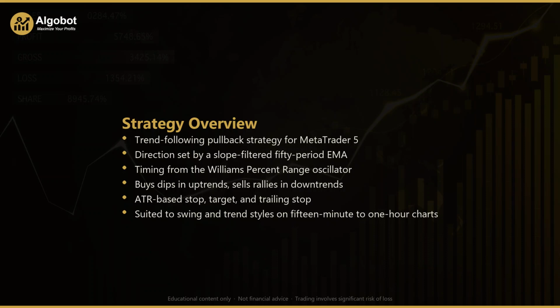For timing, the strategy uses the Williams percent range oscillator. This indicator measures where the current close sits inside the recent high-to-low range. In a healthy uptrend, price rarely stays deep in that range for long, so a dip that pushes the oscillator into oversold territory often marks a temporary pullback rather than a reversal. When the oscillator then curls back up, the strategy reads that as buyers resuming control at a more favorable price.